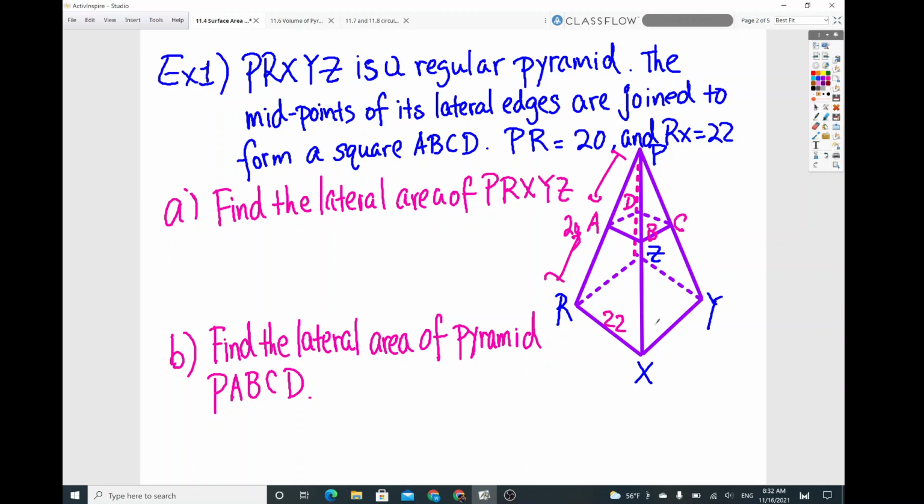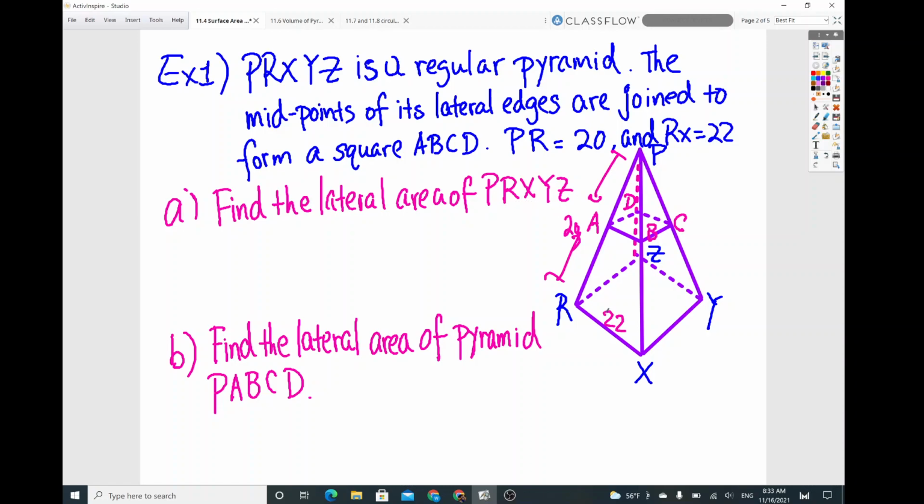So it's a 3D figure. As you can see here, the pyramid consists of the upper pyramid and also the entire pyramid, and you just dissect it into two parts: the upper pyramid with the square base, and the bottom part, which is a square-base trapezoidal prism. So the way to find the lateral area of PRXYZ.